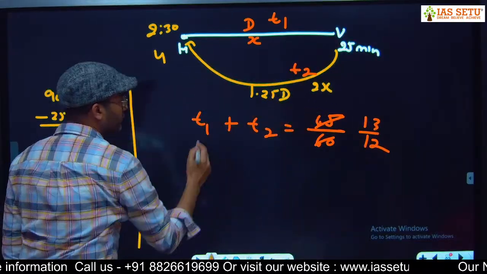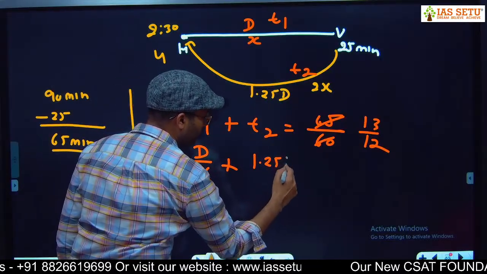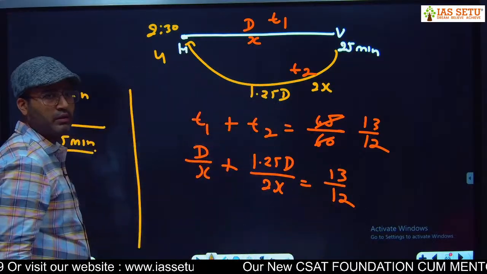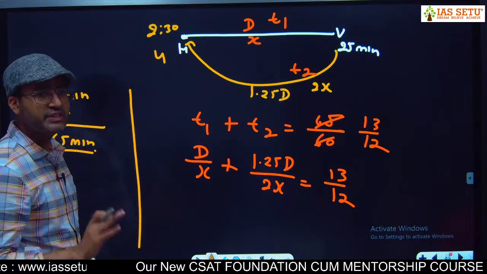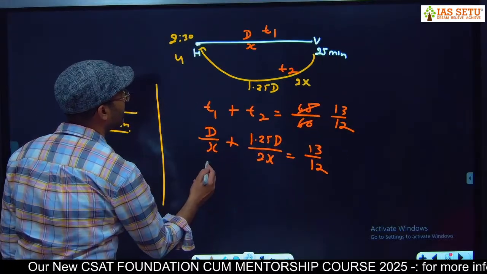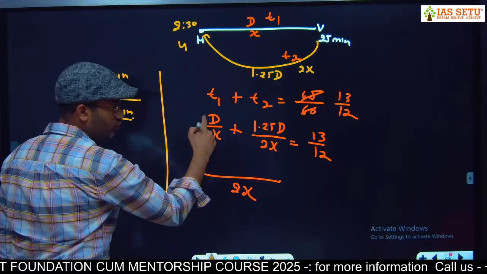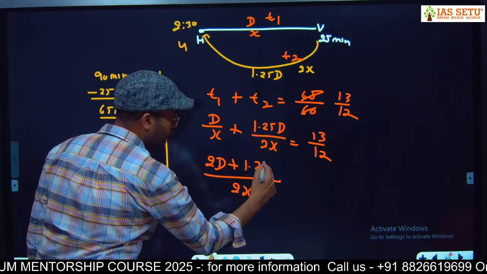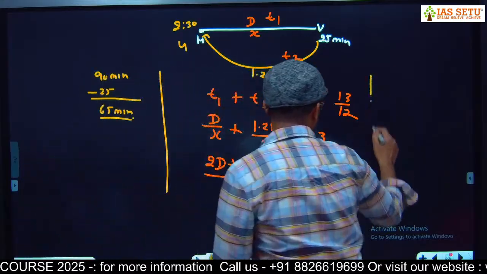What is T1? You cover a distance d with a speed of x. What is T2? You cover a distance of 1.25d with a speed of 2x, 13/12. ठीक है, क्योंकि हमें d और x नहीं निकालना, हमें d अपॉन x निकालना है, which is easy. d बाई x निकाला जा सकता है. कैसे निकालेंगे देखो, you solve this, 2x तो multiplied with 2d और ये as it is, क्योंकि इसका denominator बराबर है, 1.25d is equal to 13/12. If any doubt in this, ask.